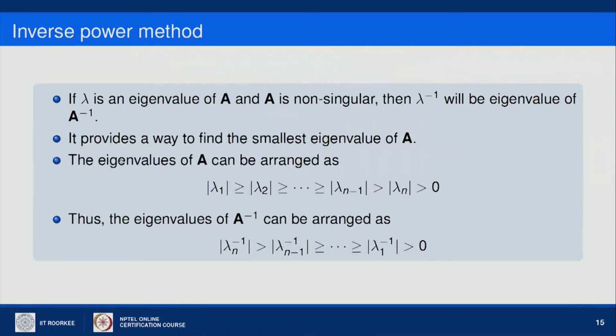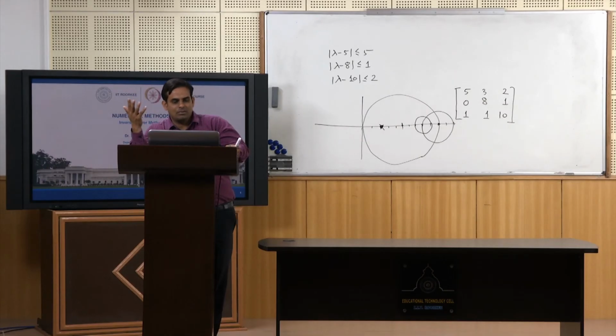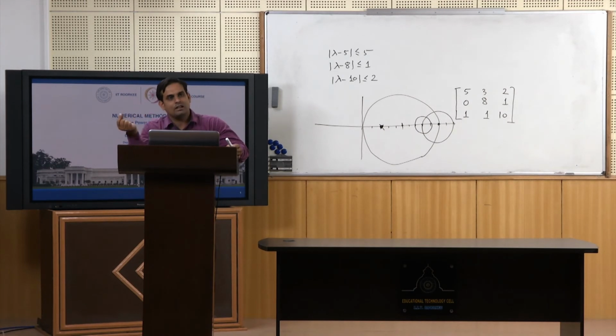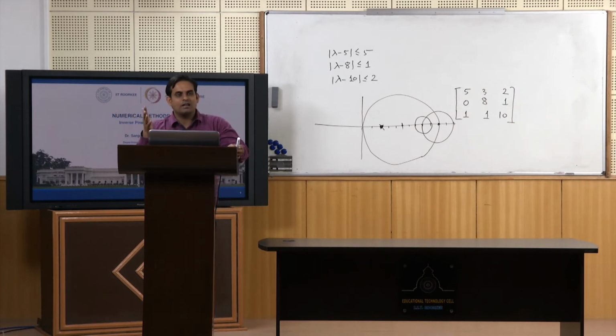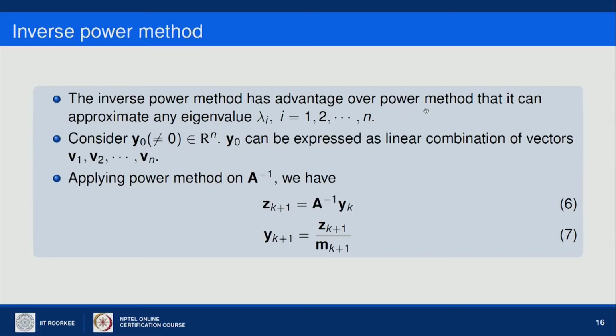So, if lambda is the smallest eigenvalue of a given matrix A, then 1 upon lambda will be the dominant eigenvalue of A inverse. Hence, if we apply the power method on A inverse, we can get the smallest eigenvalue of the matrix A. So, the inverse power method has an advantage over the power method that it can approximate any eigenvalue.